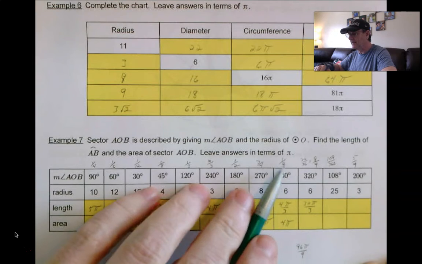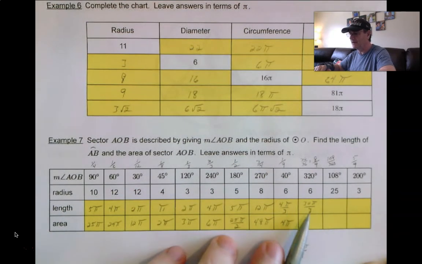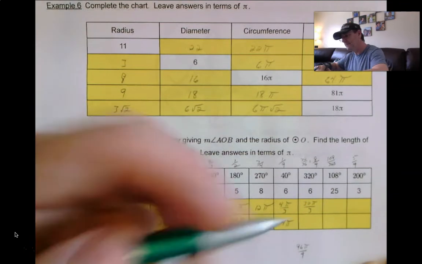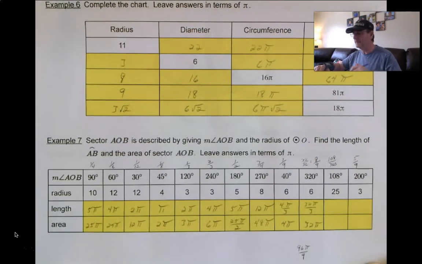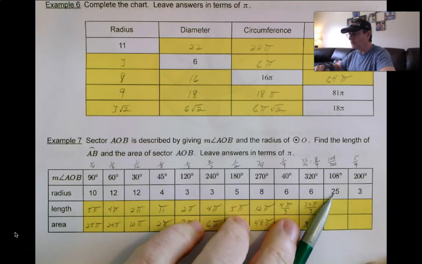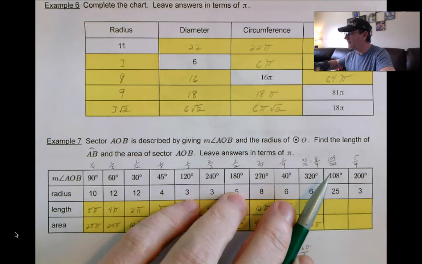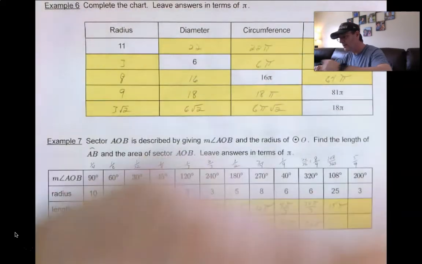36 pi. Oh, I could take this one times 8. 4 pi times 8 is 32 pi. Again 32 pi. Quicker. 25 is the radius, so the circumference is 50 pi. 50 times 108 divided by 360 is 15 pi.